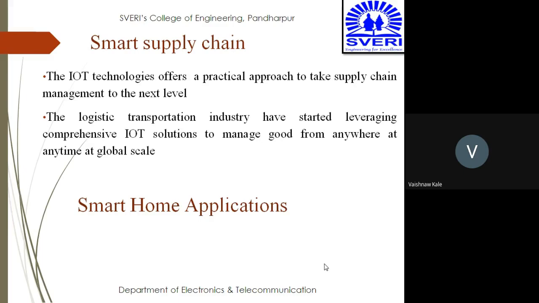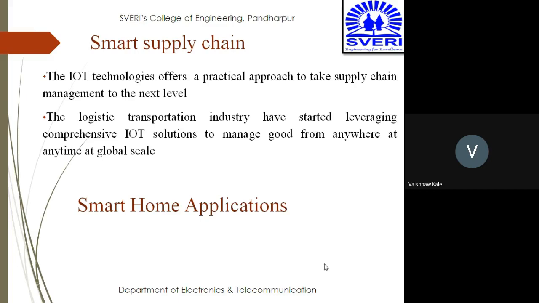There's a best example: if I'm in the market and I don't know what is there in my house, or I have to find out what is in the fridge, then through the IoT we can get the information on your mobile about what has to be bought from the market. So this is possible with the help of smart home.